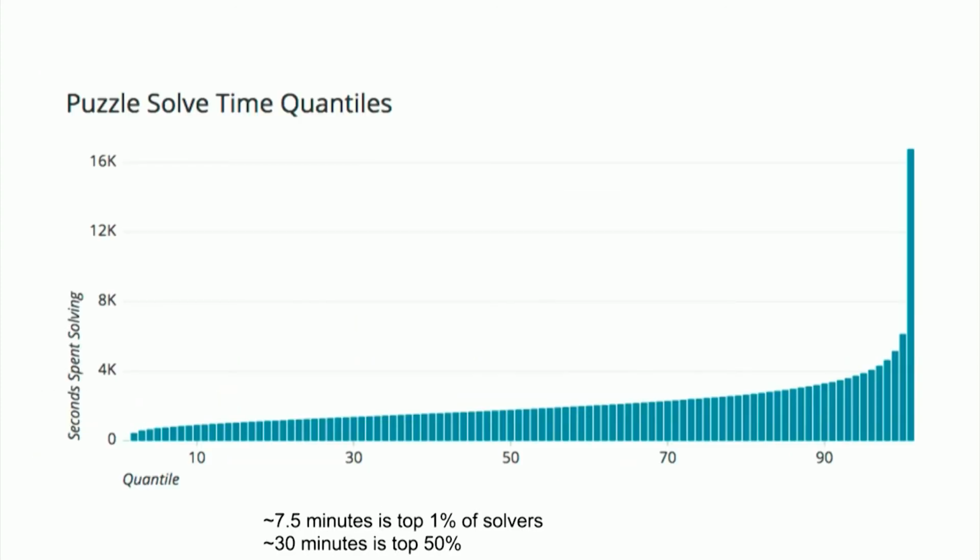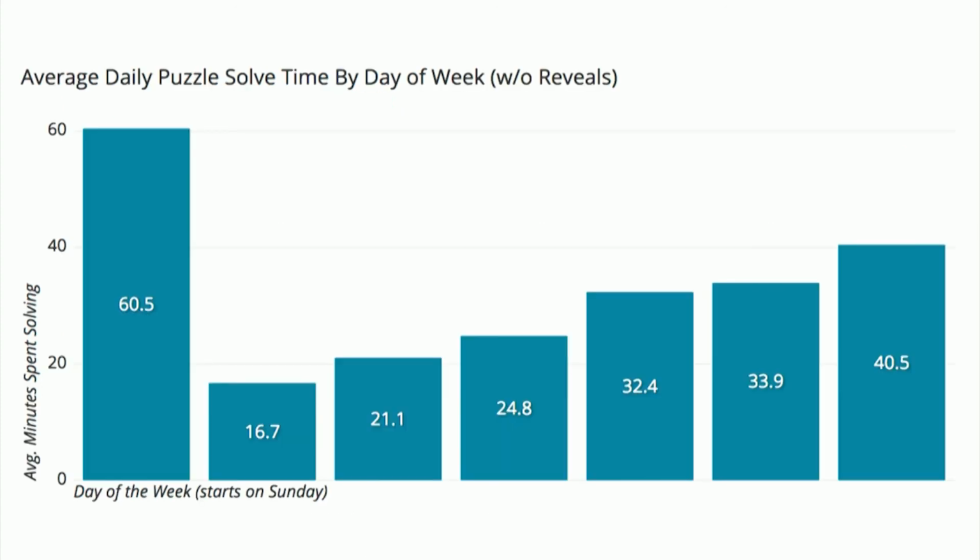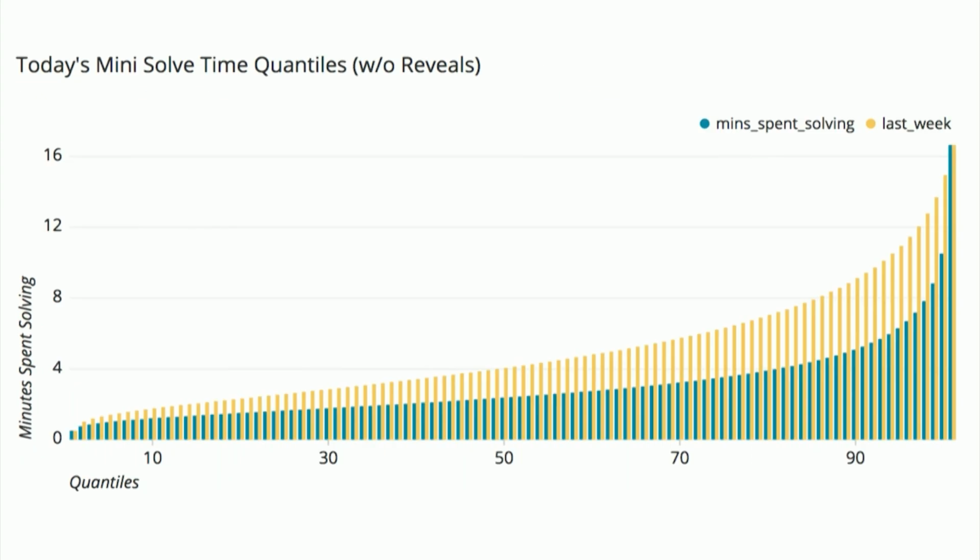And then we can answer really cool questions. So these are the quantiles for the crossword solve. You can see if you solve a crossword in 7.5 minutes, you're in the top 1%. And if you do it in about 30 minutes, you're in the top 50. Average solve time: the puzzle gets harder throughout the week, and it starts at Sunday. Sunday is a bigger puzzle, so it takes people longer to solve. Monday is very quick. All the way through Saturday, you can see that it gets more difficult.